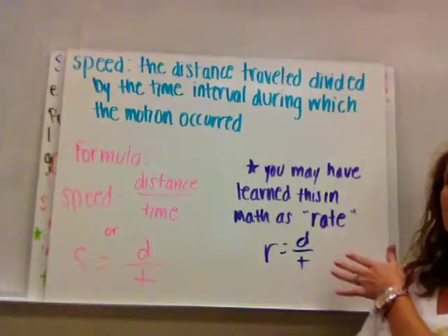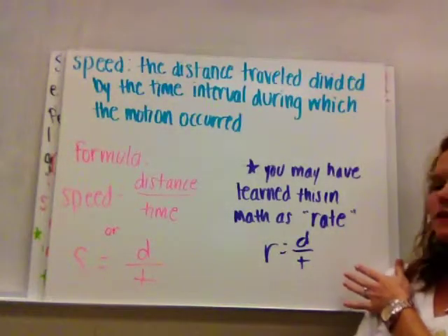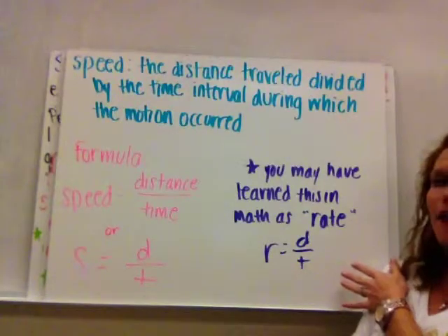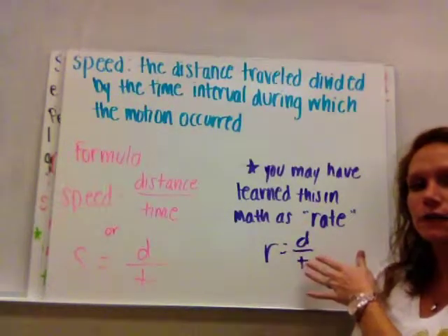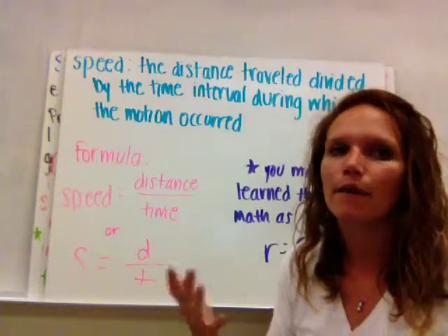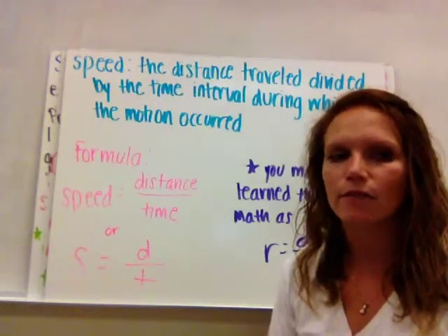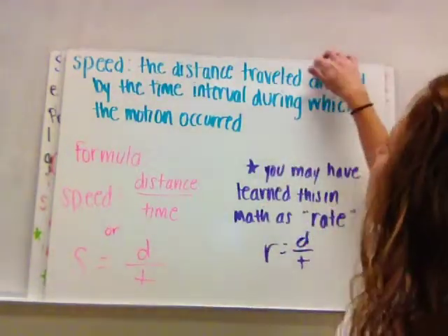You may have already learned this. In fact, you probably should have, since it's a 7th grade benchmark. In math it's called rate. Rate equals distance over time. In science class we'll call it speed. In math class you called it rate. Same exact formula, same exact concept.